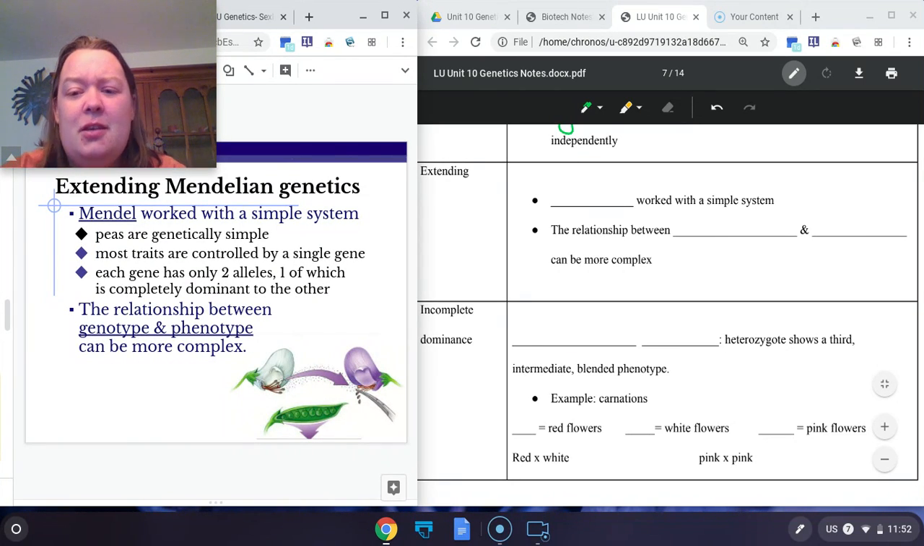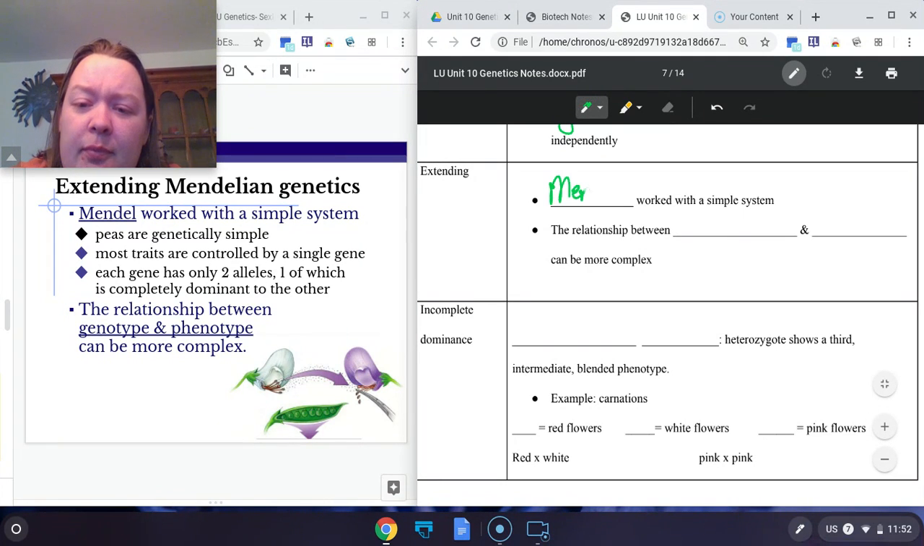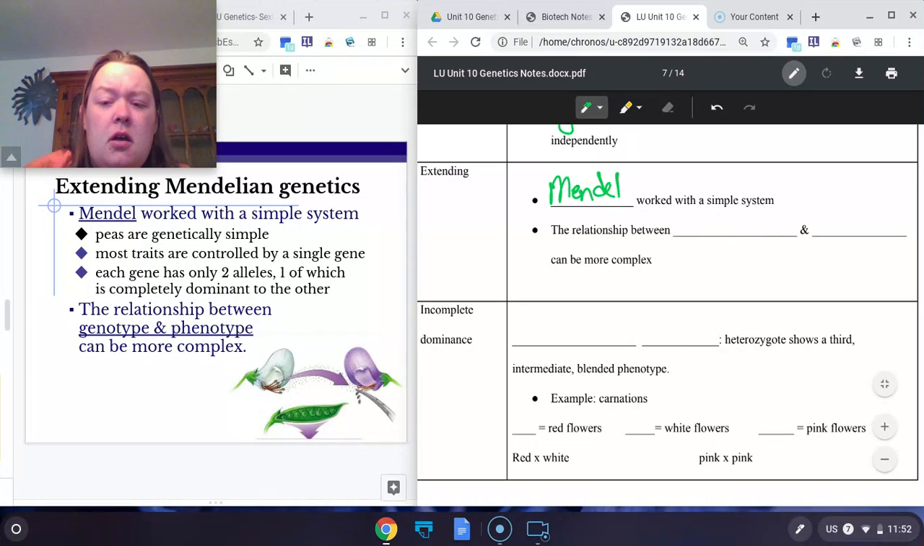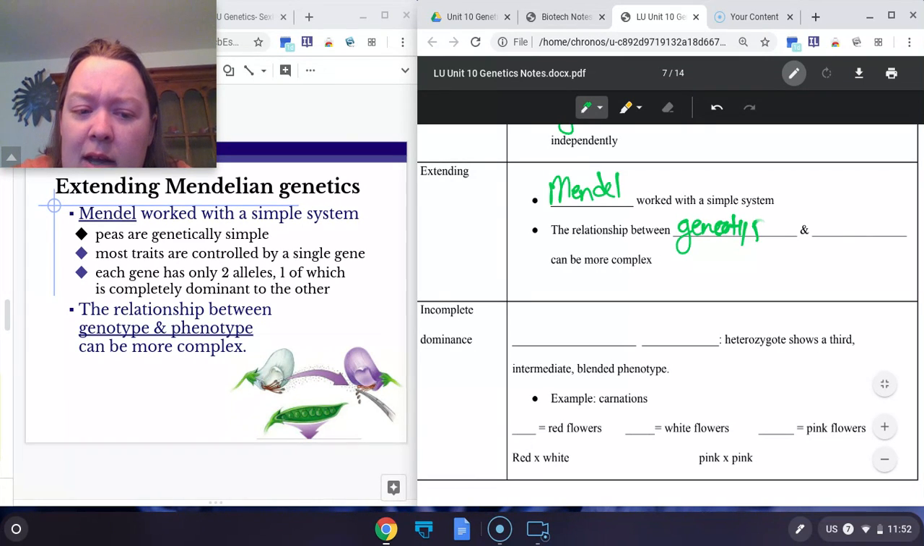Mendel, he worked with a very simple system. He was looking at traits where the flowers were one color or another. They were tall or short. It was a very simple system, and a lot of different genes and traits don't work that way. They're not quite as simple. So relationships between genotypes and phenotypes, so the difference between the genes that you have and therefore what you look like or your physical appearance, they're more complex than that.